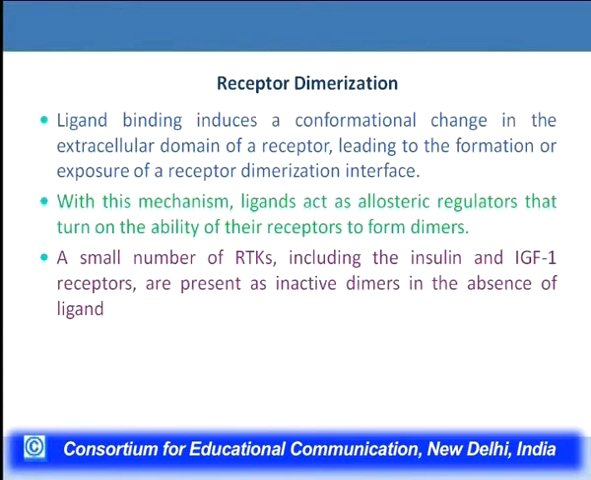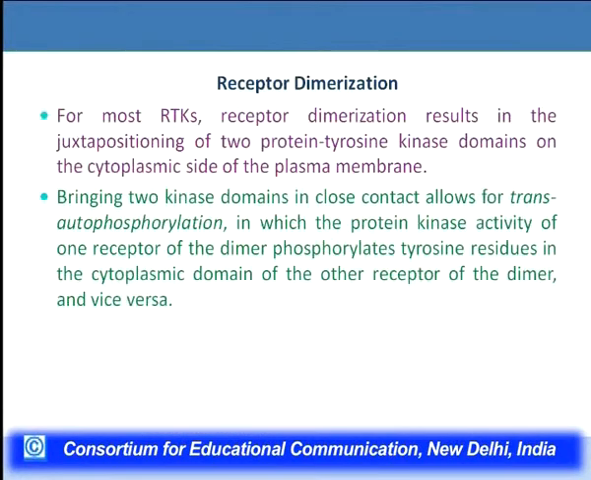Now ligand binding leads to a conformational change in the extracellular domain of the receptor, which leads to formation or exposure of the receptor dimerization interface. So binding of ligand leads to conformational change, which leads to dimerization. With this mechanism, ligands act as allosteric regulators, which turn on the ability of receptors to form dimers. Without the presence of ligand, the receptors will not dimerize. But binding of ligand leads to allosteric regulation of the receptor molecules, causing their dimerization. A small number of RTKs, like the insulin and IGF-1 receptors, are present as inactive dimers till the ligand binds to them. In most RTKs, receptor dimerization leads to bringing together of two protein tyrosine kinase domains on the cytoplasmic side of the plasma membrane.